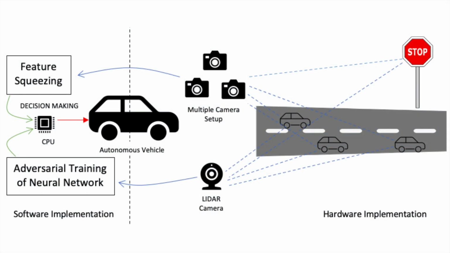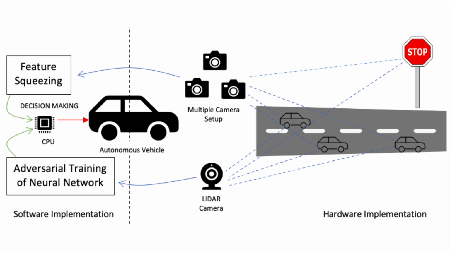This figure illustrates the multiple protection techniques which the autonomous vehicle possesses in an ideal situation. On the hardware implementation side, the multiple camera setup captures visual data from various angles and feeds it to the vehicle CPU, allowing the vehicle to be aware of its surroundings. The LiDAR sensor emits laser pulses and measures the time it takes for the pulses to bounce back, allowing it to create a detailed 3D map of the vehicle's environment.